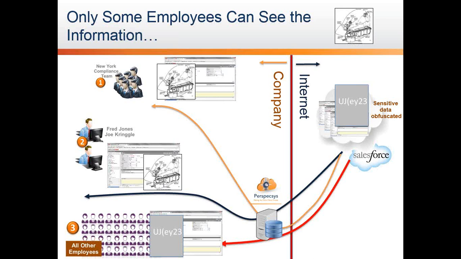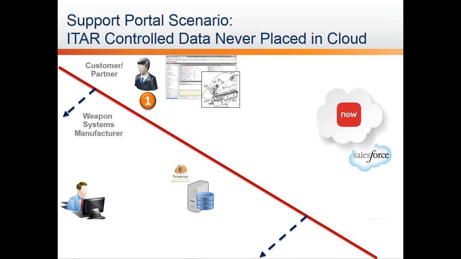where somebody who's on the right side of the red line, the customer or partner, needs to file, let's say, a customer support case into the company, the weapon systems manufacturer. We'll call them Acme, on the left-hand side of the red arrow. In that situation, if there's a document that's ITAR controlled that needs to be part of that dialogue back and forth between Acme and the customer partner, how would you use a cloud application? Well, the gateway can play a very important, critical role there.